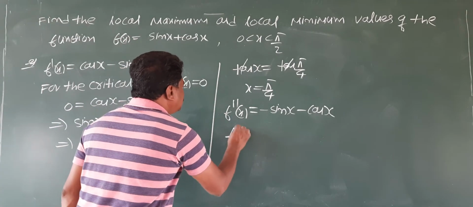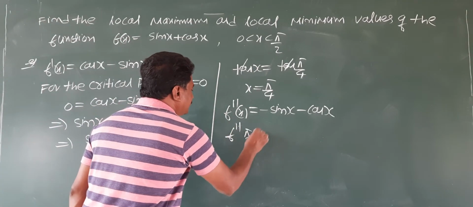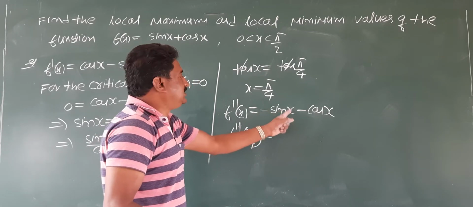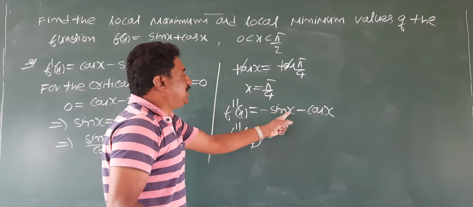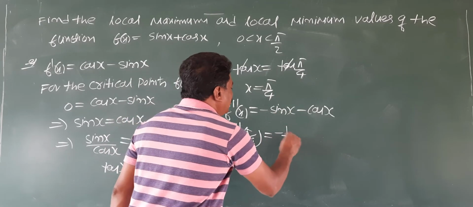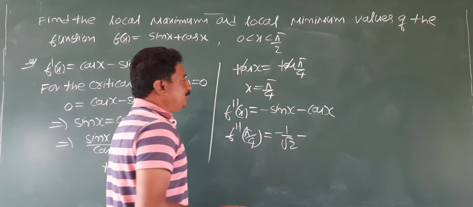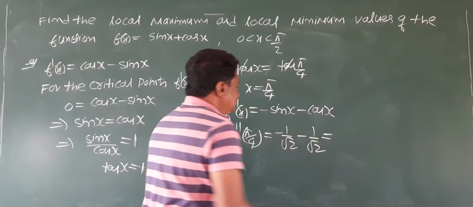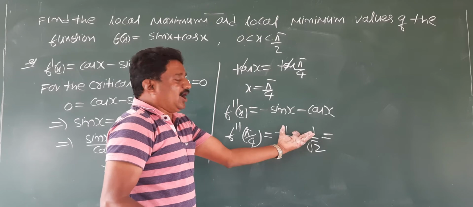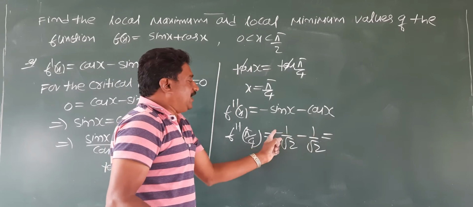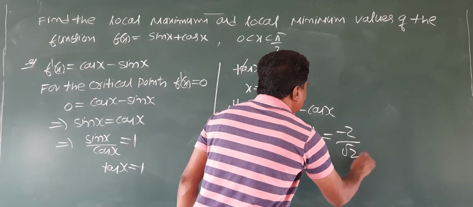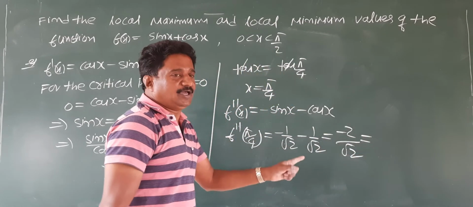f double dash pi by 4: minus sin pi by 4, sin 45, is minus 1 by root 2. Minus cos 45 is minus 1 by root 2. Same denominators, add the numerators: minus 1, minus 1, it is minus 2 by root 2.